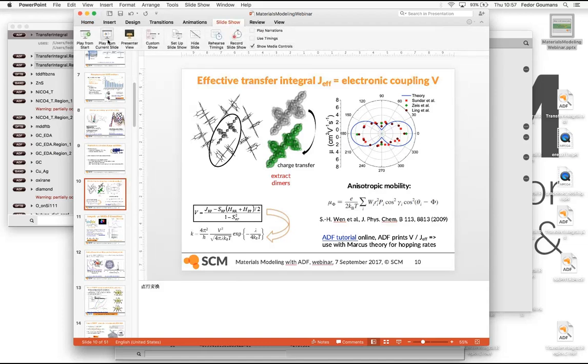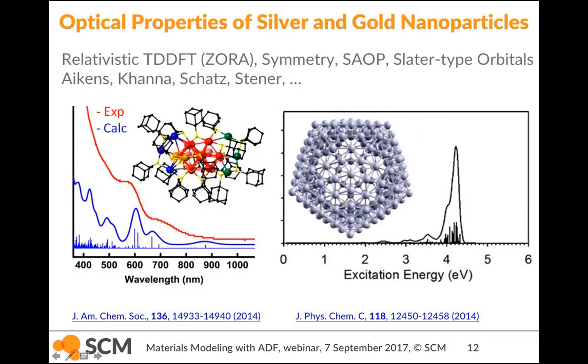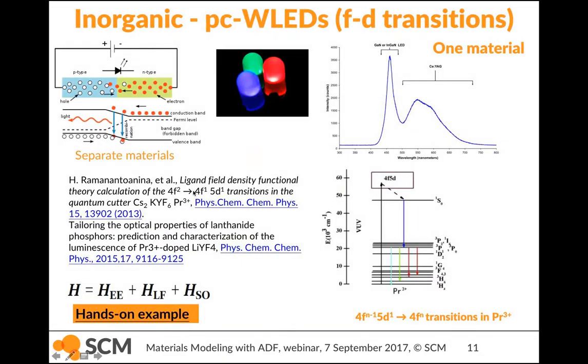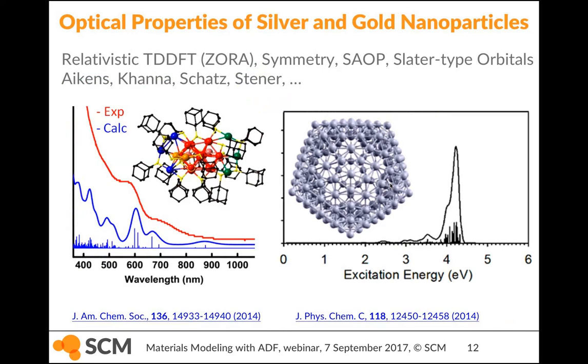So this is also, not only do we have something nice for organic LEDs, we also have a nice capability for inorganic LEDs, and that's using ligand field DFT. There's also a hands-on example available on how to do that. That allows you to calculate transitions between f and d electrons in lanthanide-doped ceramics. So if you're interested in that, again, I might have to get you started in that area.